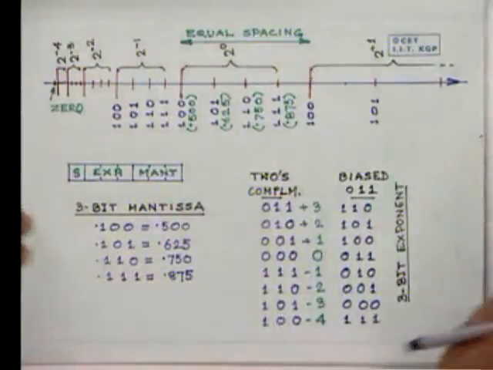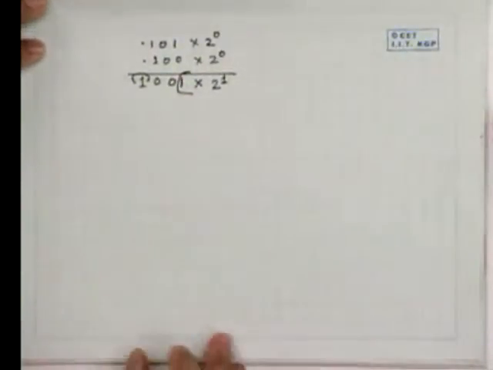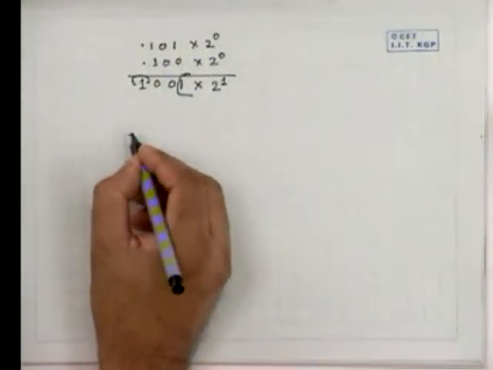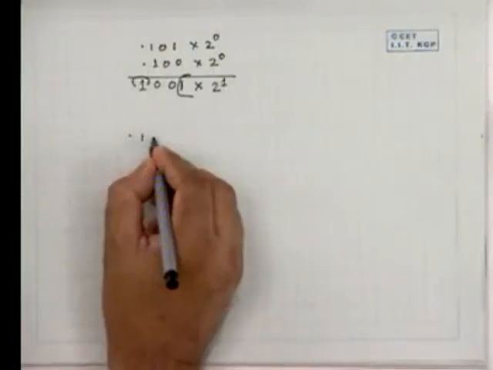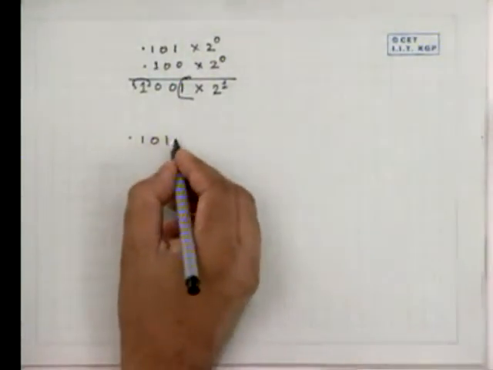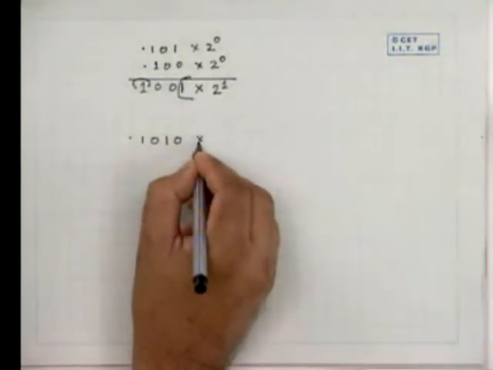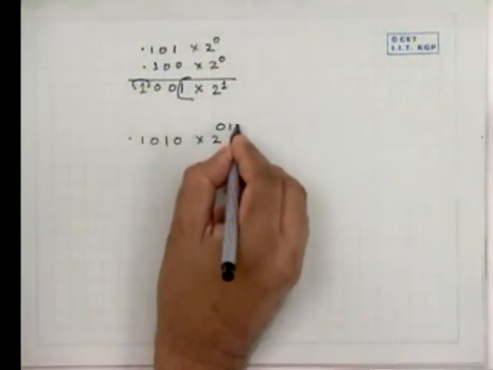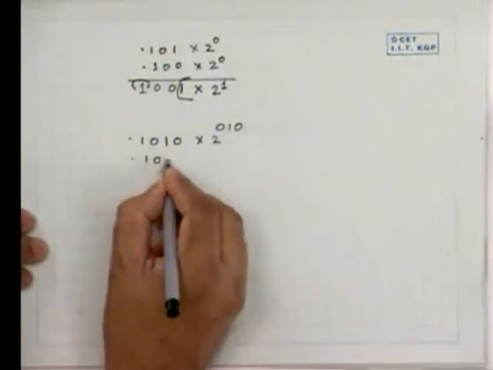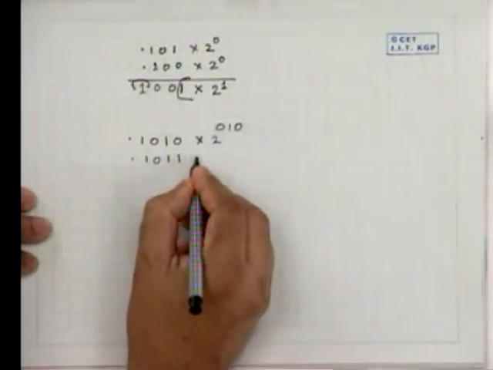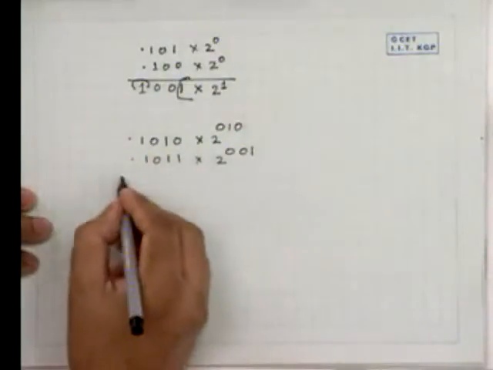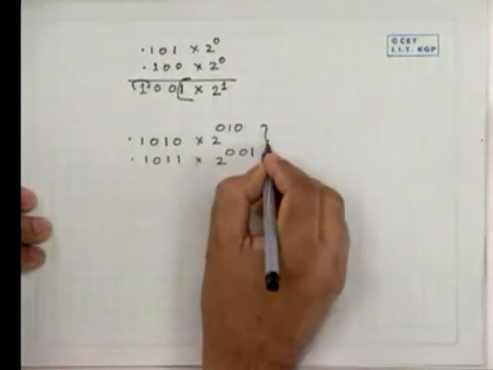And another pitfall comes this way. Say, for example, if we have a number like 0.101 into 2 to the power 010, and another number, say 0.1011 into 2 to the power 001. Say both of them are positive numbers, and if we want to add them, you see what we'll have to do.